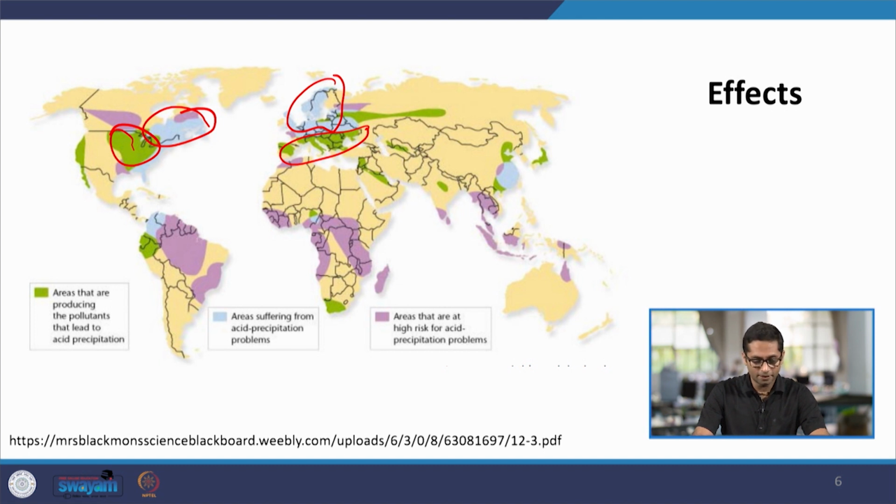If we see India, the problem is not very much, although we have emissions, because of the flow of the air pattern, and also the studies have not been widely carried out. But this problem was widely faced in the developed world, such as Europe and the Americas.